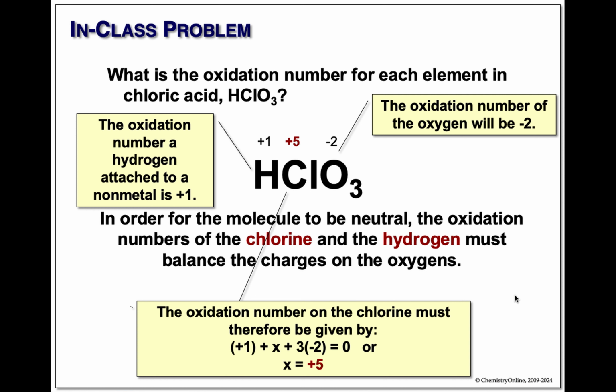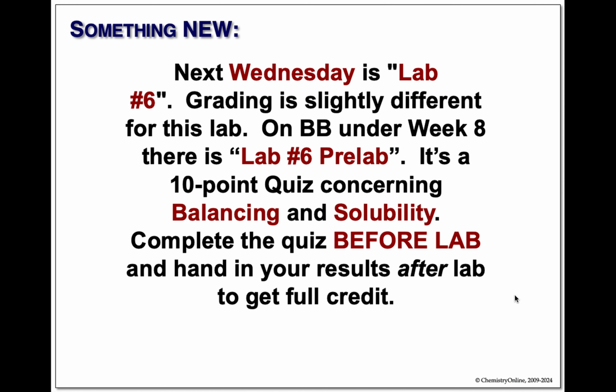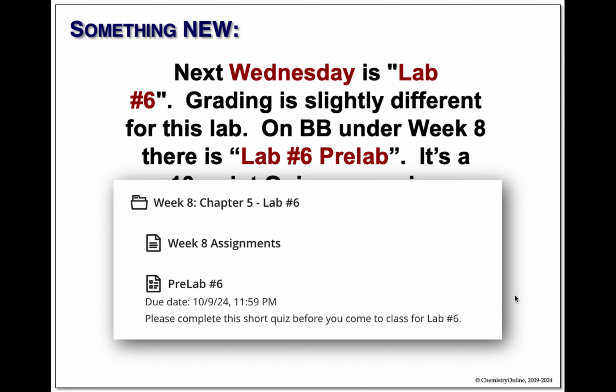Okay, that's the chapter. Couple things. If you came in late, Wednesday's Lab 6 grading is through the Lab 6 pre-lab on Blackboard. You must do that before you come to lab. Otherwise, you'll just go nuts with the balancing and stuff like that. And again, you do hand in results to get full credit. Okay. There's pre-lab 6 in week 8.